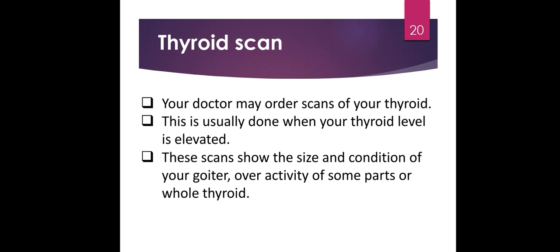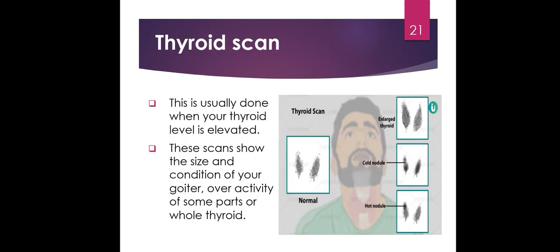Second, we have the thyroid scan. This is usually done when your thyroid level is elevated, and the scan can show the size and condition of your goiter, and overactivity of some parts or the whole thyroid. In a thyroid scan, you can see the size and condition of your goiter in the picture as well.